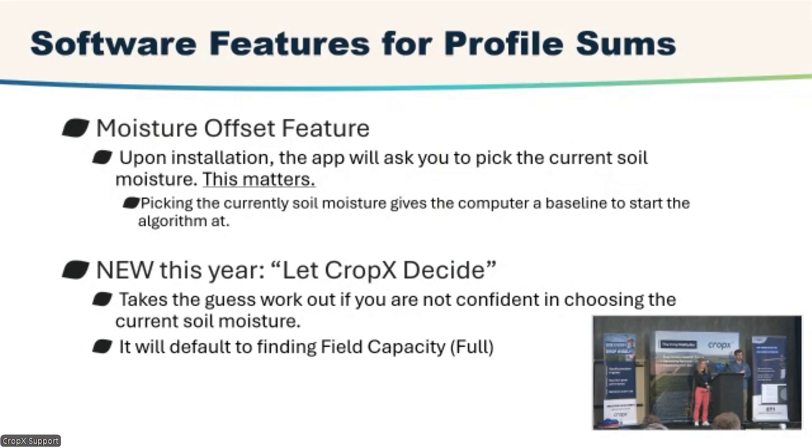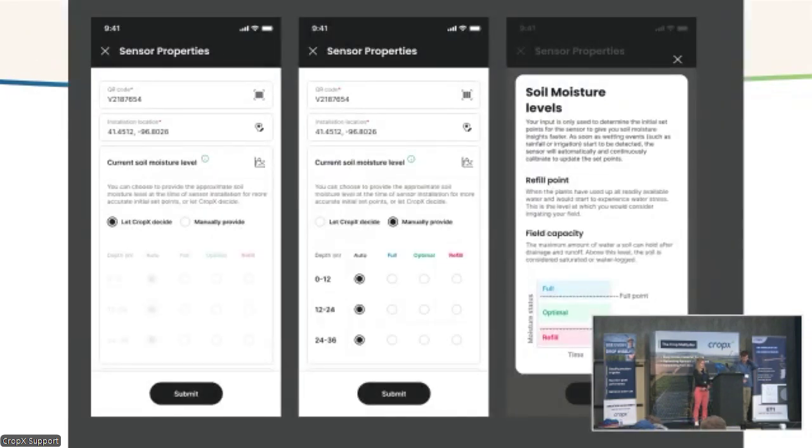Now, we've updated our approach to where we really want to push the user to let us decide. But we are giving you even more power going into the 2025 season than we had in the 2024 season. And the reason I say that is because we are giving you the power to make that offset adjustment at three different depths. Previously, there was only one input that you could provide. You could only give us a full, optimal, or refill.